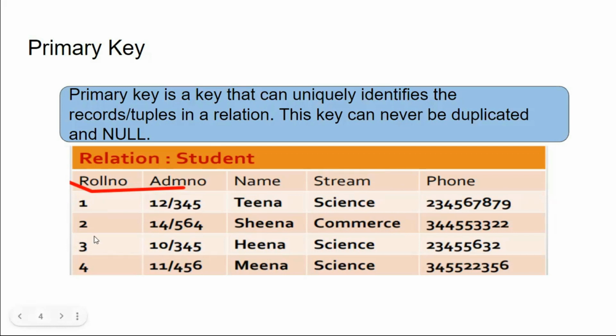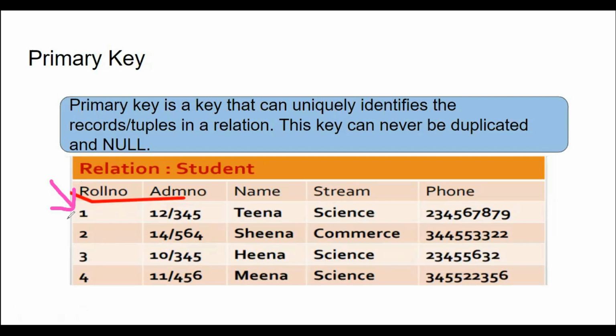But the roll number is a unique value. The admission number is also a unique value. We have 2 different representations for a unique column. But in that, we will select only one column that will act as the primary key. So here, if you take the roll number as the primary key, then the roll number column will act as the primary key column.